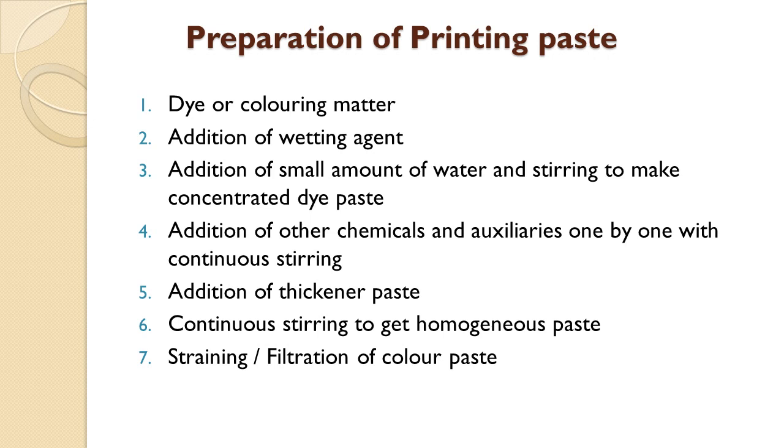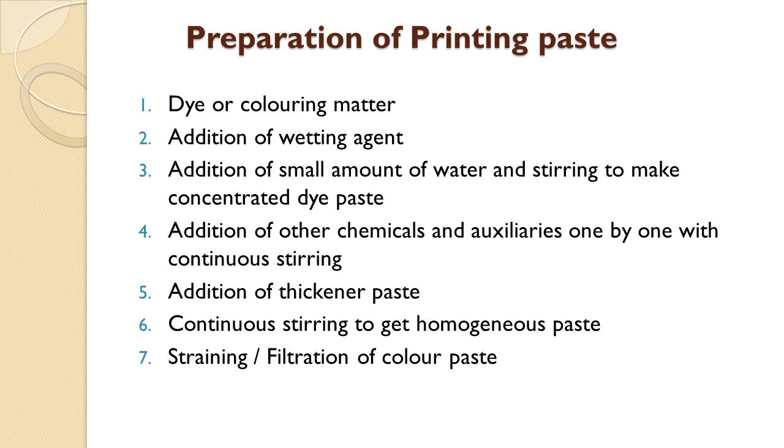Next step is addition of other chemicals and auxiliaries one by one with continuous stirring. Now, dependent on the dye, we have to choose the chemicals or auxiliaries. We have to take leveling agent, we have to add acids or alkali, we may have to add reducing agent, oxidizing agent, some defoaming agents, like that. So these chemicals will be added one after one, that too with continuous stirring, because proper mixing of each and everything is essential. Once all these things are added together, at last we have to add the thickener paste.